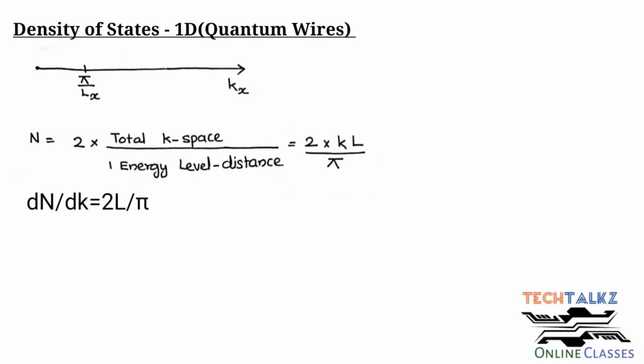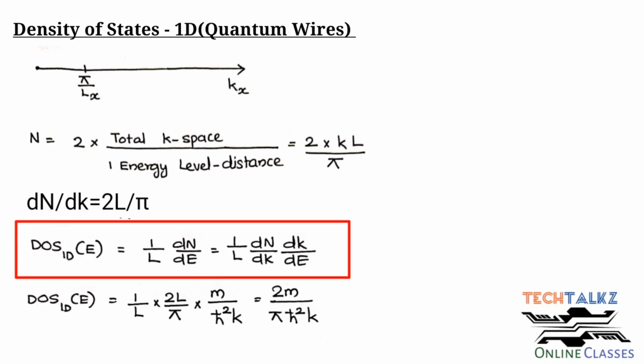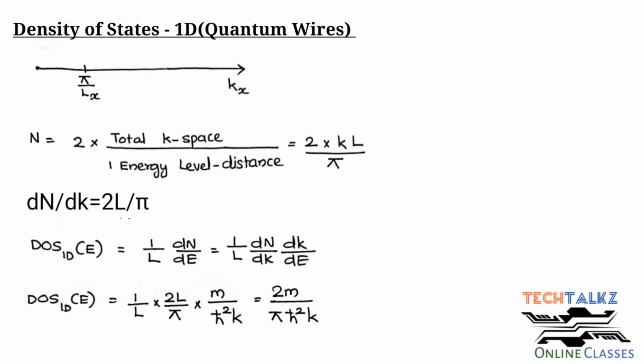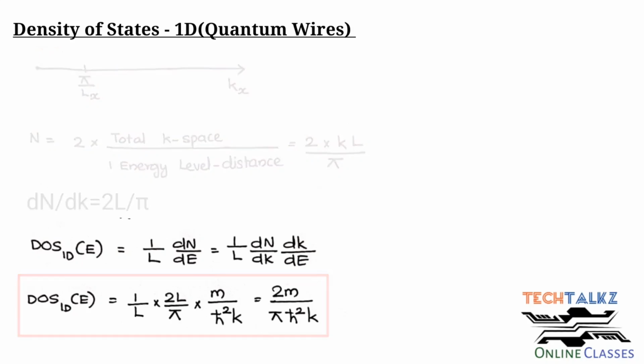We can also compute dn over dk, which is equal to 2L divided by pi. Now the density of states in 1D structures, that is the number of energy states per energy level per total length of the semiconductor wire, is 1 over L dn over dE, which is equal to 1 over L, based on the chain rule, dn over dk multiplied with dk over dE. We can substitute the values of dn over dk and dk over dE. Therefore, the equation will become 2m divided by pi h bar square k.